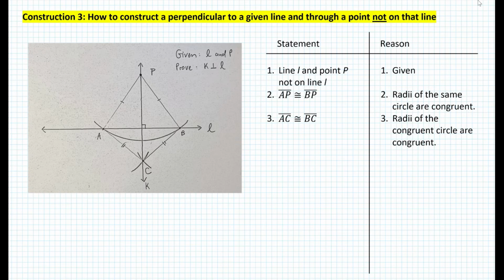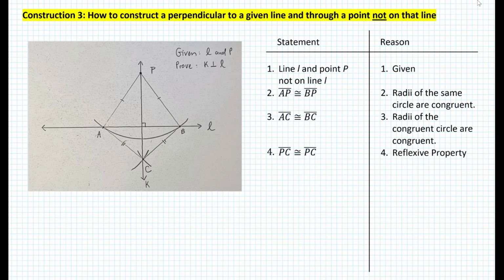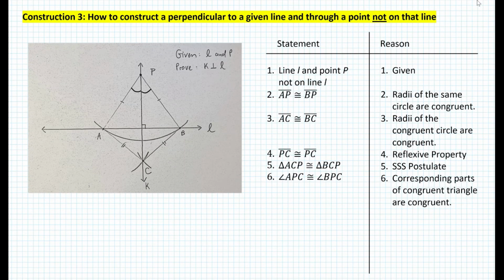Now, we can also say that segment PC is congruent to itself and then prove the triangles congruent. So let's do that. Okay, so now we can state the following in the statement reason table: that triangle ACP is congruent to triangle BCP because of the SSS postulate. Now, when two triangles are congruent, that allows us to state that these two corresponding parts or angles must be congruent as well. So let's write that in the statement reason table. Okay, so angle APC congruent to angle BPC because corresponding parts of congruent triangles are congruent.